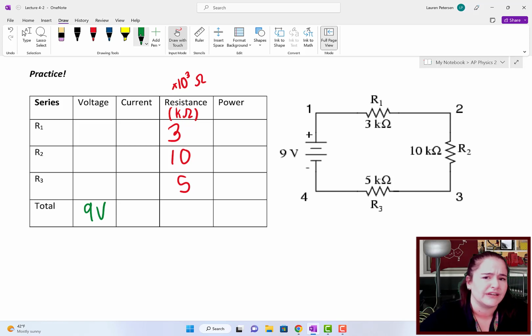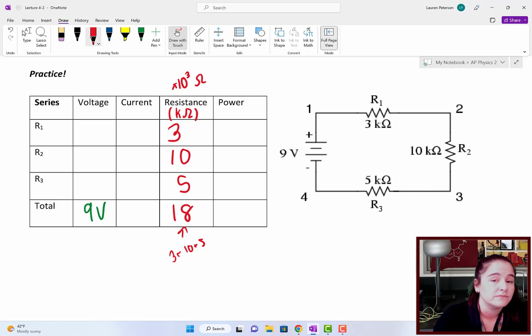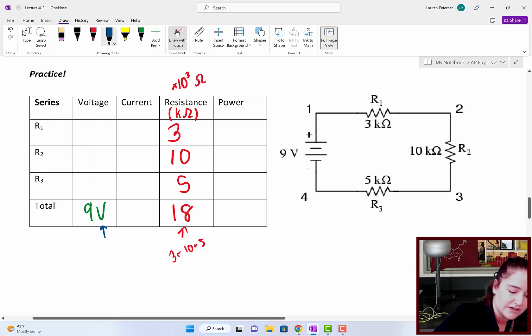It is a series circuit, so what's going to be the easiest for us to find? It's going to be the total resistance because we can just add them up. So we got 3 plus 10 plus 5 for 18 kilo ohms total. Now if we know the total resistance, we can find the current in the circuit.